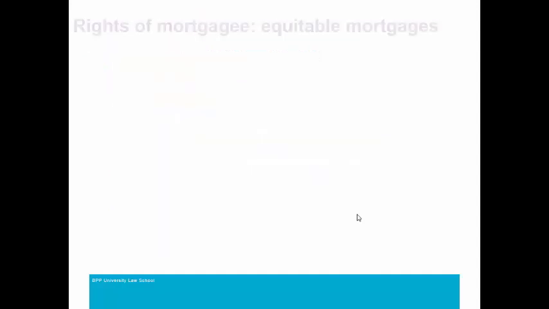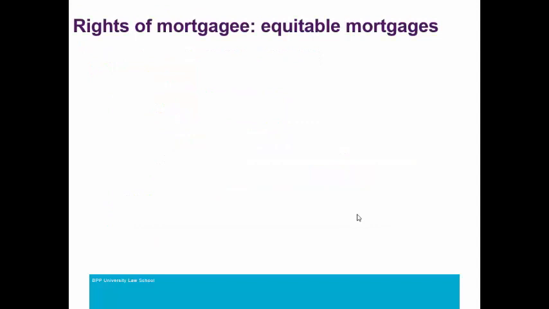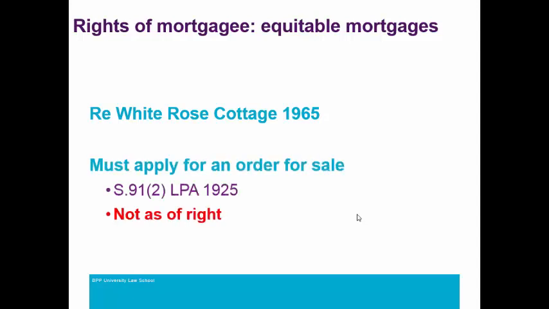Just a word about equitable mortgages. In Re White Rose Cottage, Lord Denning said that an equitable mortgage can, in certain circumstances, confer a power of sale, but it's generally thought that none of the rights of possession or sale can happen as of right with an equitable mortgage. It's safer to go to court to ask for an order. It's also worth noticing that none of the implied provisions apply to equitable mortgages. So if you're drafting an equitable mortgage, you must include a power of possession and a power of sale expressly. The court won't imply one for you.